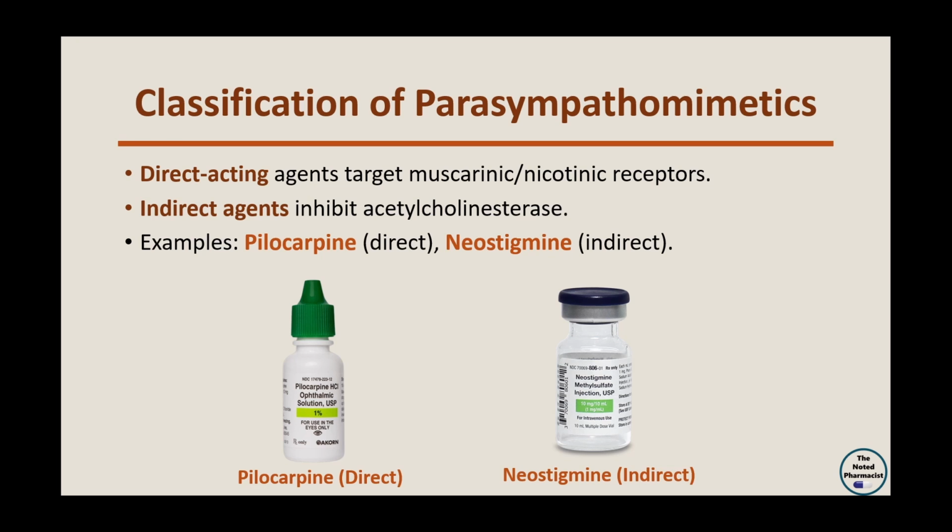Parasympathomimetics can be broadly classified into two categories. Direct-acting agents directly activate muscarinic or nicotinic receptors. Examples include pilocarpine, which acts as a muscarinic agonist, and carbachol, which acts on both receptor types. Indirect-acting agents inhibit acetylcholinesterase, AChE, an enzyme responsible for degrading ACh. Examples include neostigmine and pyridostigmine.